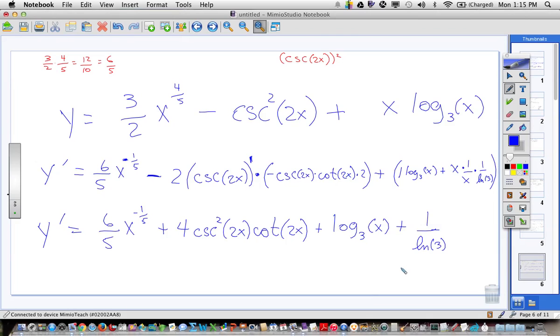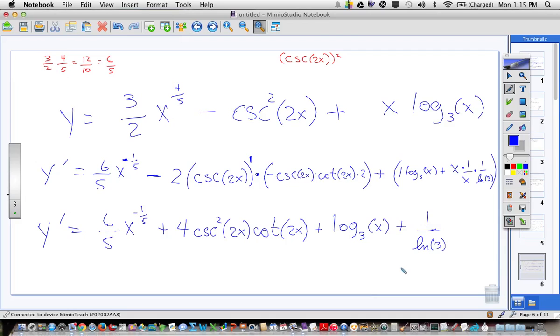When I wrote this, I wrote a big set of parentheses here because I knew when I do the derivative inside with cosecant, I remember that's got several parts to it. So I put those parentheses, and so I remember to get all that inside there. Okay? And then over here, I got a product rule, so 1 times log left alone, and then x left alone, and then 1 over x, 1 over ln3.